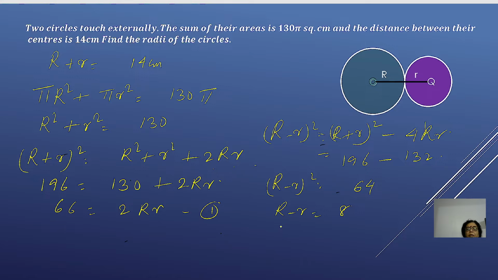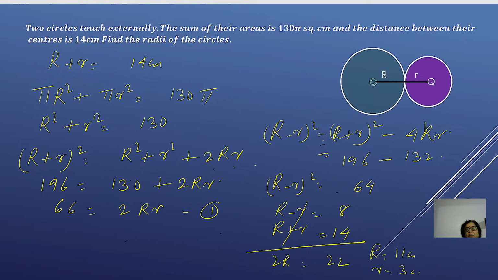Now we know R minus r, we know R plus r, which is equal to 14. So solve these two equations, you get 2R is equal to 22. So R is equal to 11. So small r will be equal to how much? 3 centimeter. So these are the radii.